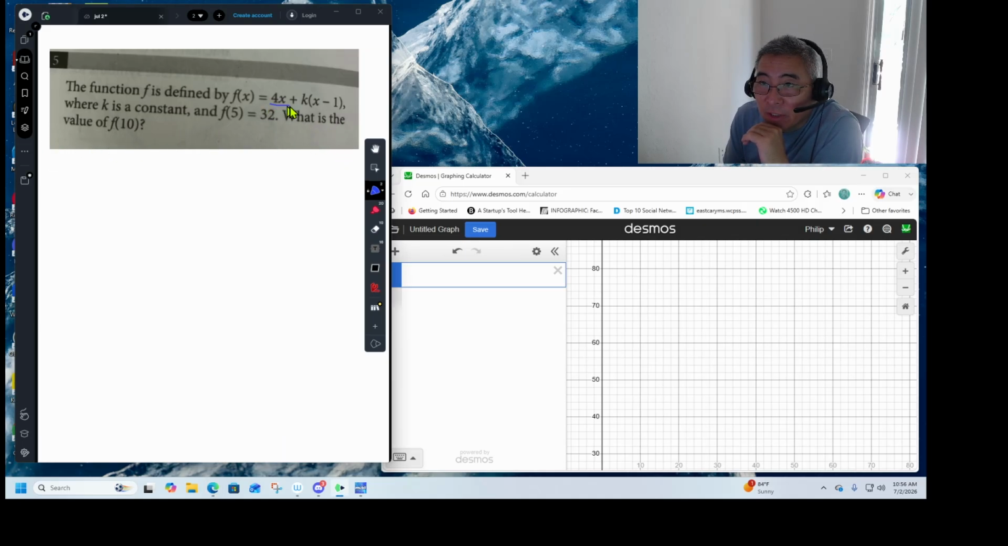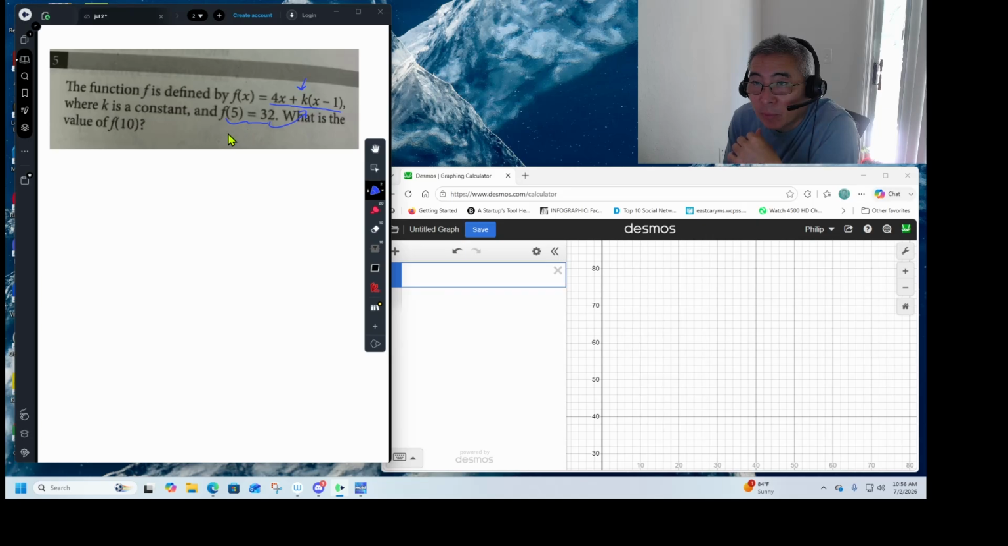They give us this function, which we don't maybe know it's a line, but it's a line. And then they give us one point on the line, and then they ask us to find a new point on the line. We're going to use this first point to figure out what this extra variable k is, this constant here. And then after that, we're going to figure out what f of 10 is. So we're going to plug this into there.